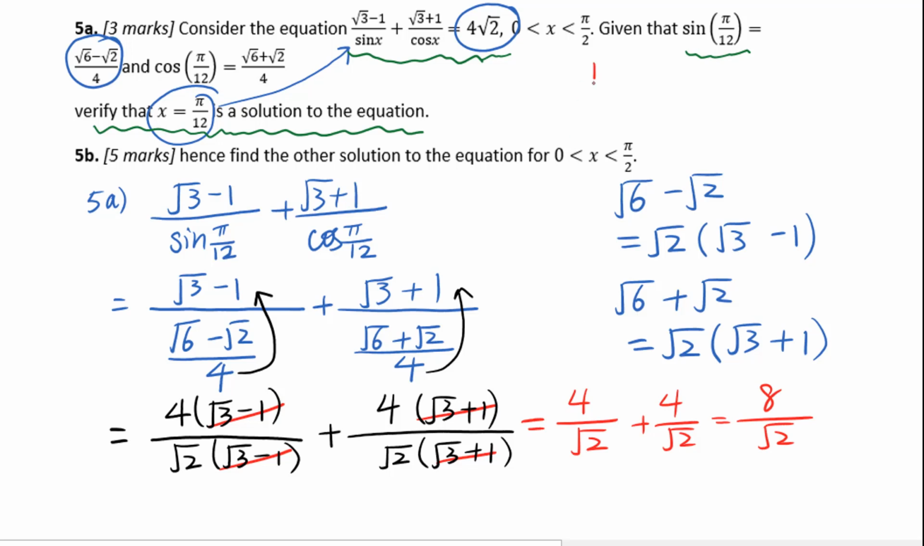We do know 1 over square root of 2 is square root of 2 over 2. So we get 8 times square root of 2 over 2. Reduce equals 4 square root of 2. So we already verified that x equals pi over 12 is a solution to the equation.